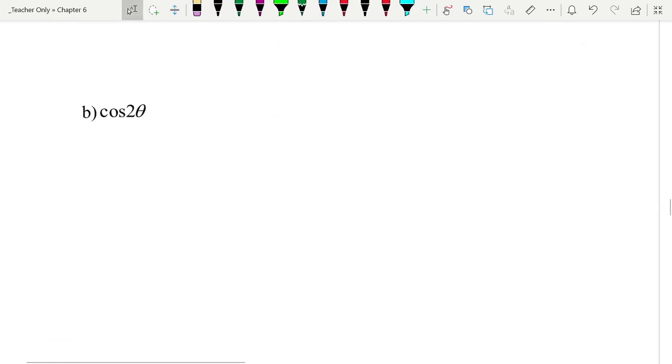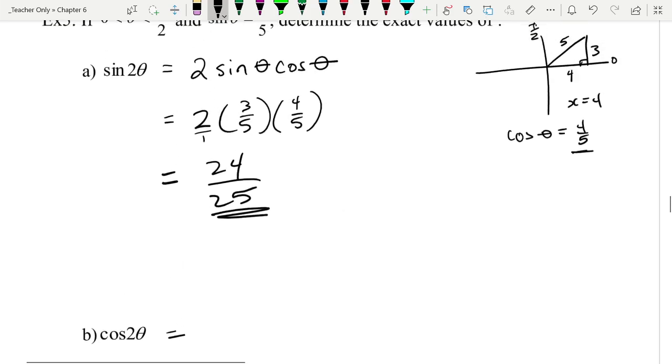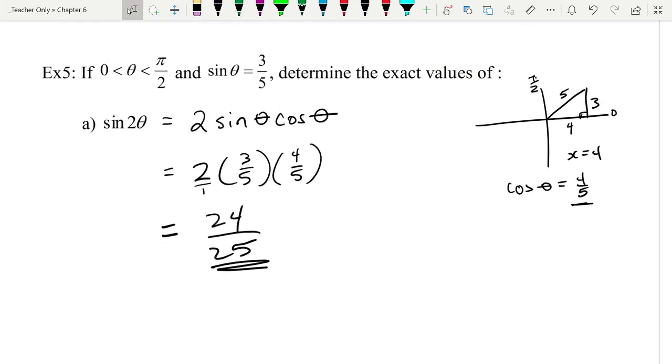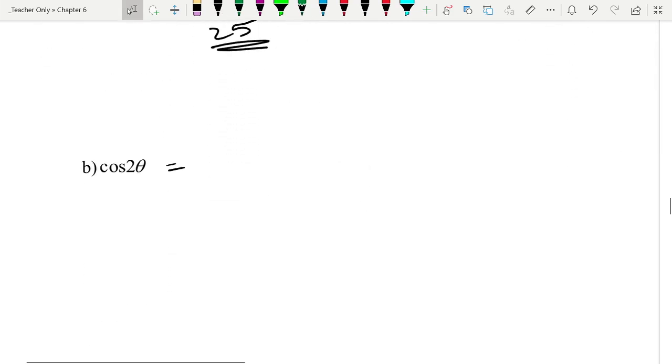All right, cos 2 theta is, well, again, I have choices. You know what's nice about this one is, because I have choices, if I hadn't had to do A, where I had to figure out what the x value is so that I could get cosine, I could have done this question without doing any of that, because you can actually represent cos 2 theta using this formula.